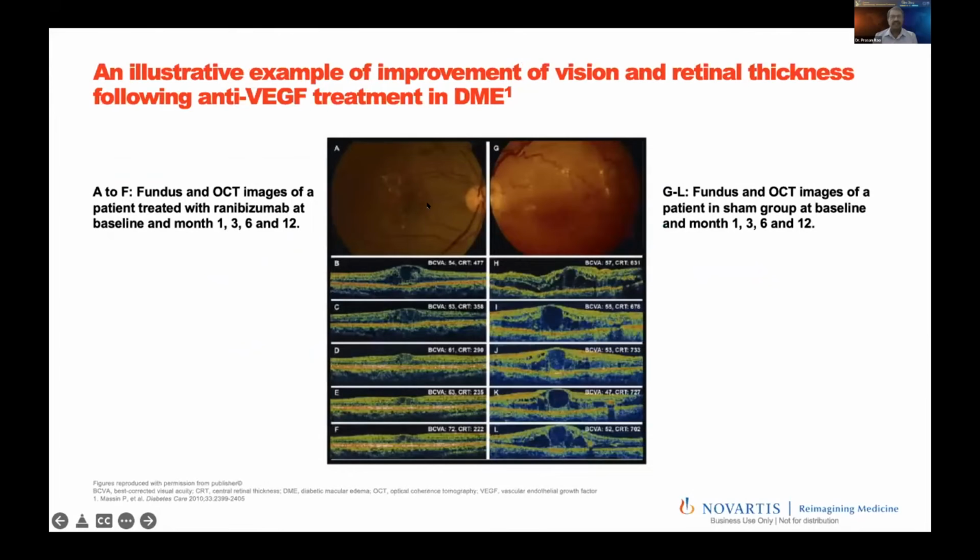An illustrative case here is on the left side, you see a right eye being treated with intravitreal injections, and with progressive intravitreal injections of ranibizumab, you can see a decline in the central retinal subfield thickness, and also you can see resolution of the fluid with improvement in vision. On the right side, you see an eye which is in the sham group, which had persistent fluid and progressive drop in the vision.